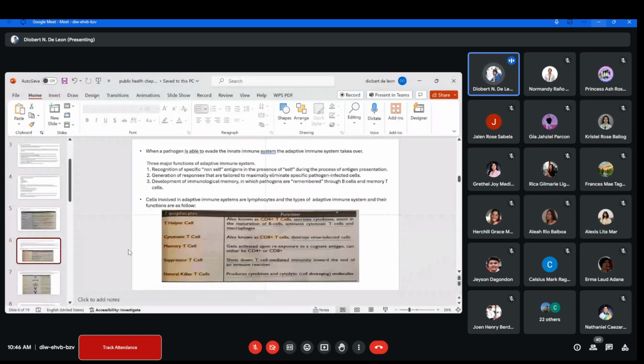When a pathogen is able to evade the innate immune system, the adaptive immune system takes over, as I mentioned. There are three major functions of the adaptive immune system. Number one, recognition of specific non-self antigens during the process of antigen presentation. Second, the generation of responses that are tailored to maximally eliminate specific pathogen-infected cells. And lastly, development of immunological memory in which pathogens are remembered through B cells and memory T cells. Similar to the innate immune system, the adaptive immune system also has humoral and cell-mediated immunity components.